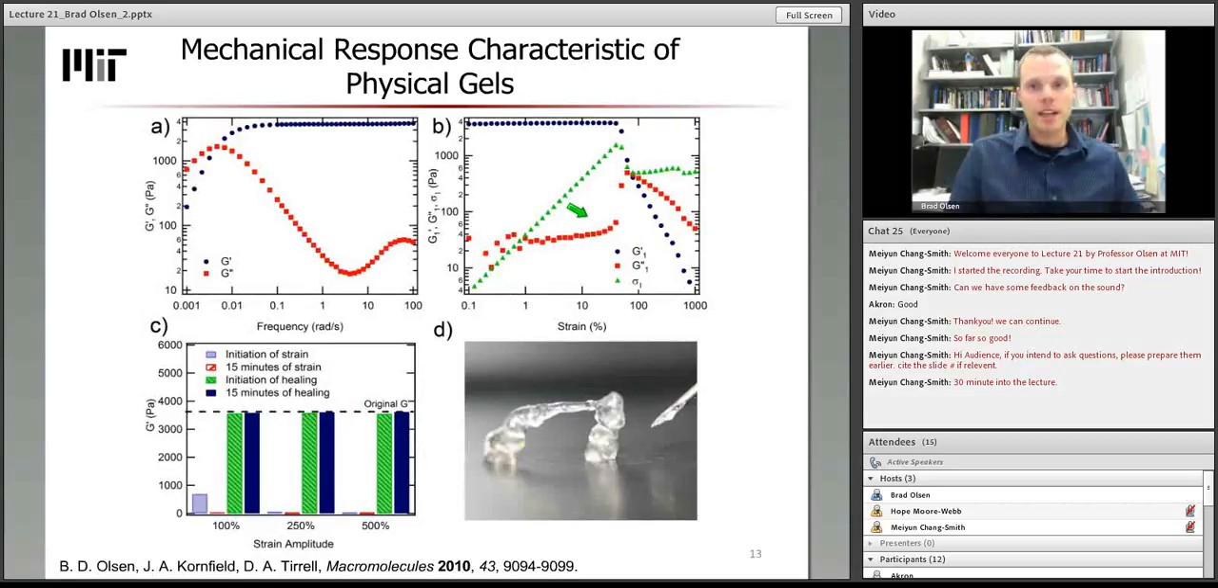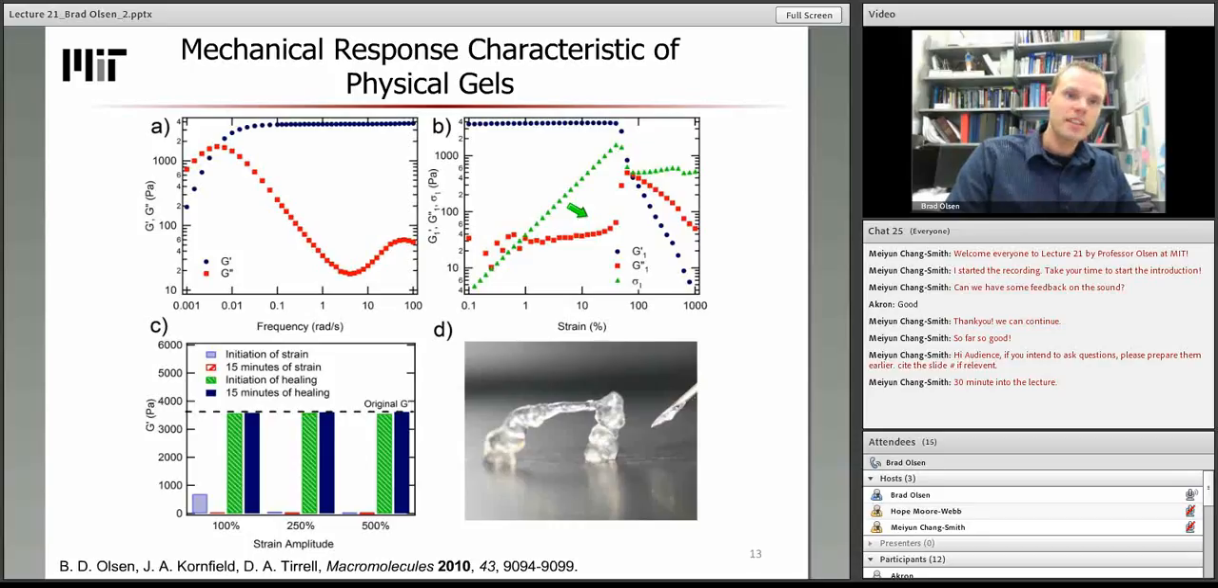Alright, so in addition to chemically cross-linked gels, which essentially can be treated as ideal elastic solids, we can also think about physically cross-linked gels, where we have strongly persistent physical interactions that lead to the formation of these network structures. And I've shown here an example from my own postdoc work, which was published several years ago. This is for a simple protein gel, but it shows a very typical mechanical response for a physically cross-linked gel.